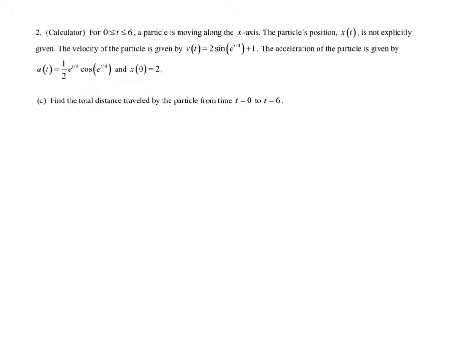Okay, in part C, they're asking us to find the total distance traveled of this particle from t equals 0 until t equals 6. And so what this basically boils down to is, do you have the formula for total distance traveled memorized? If you do, you're probably going to pick up two pretty easy points here. And if you don't have the formula memorized, you're going to miss out on what are two pretty easy points. And so remember that the formula for total distance traveled is the integral from a to b of the absolute value of the velocity. So the integral from 0 to 6 of the absolute value of v of t.